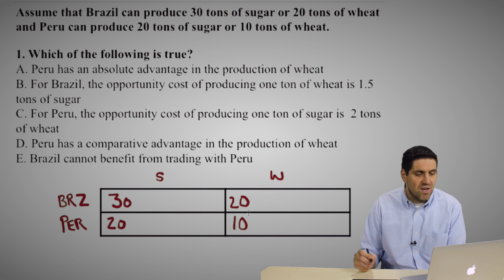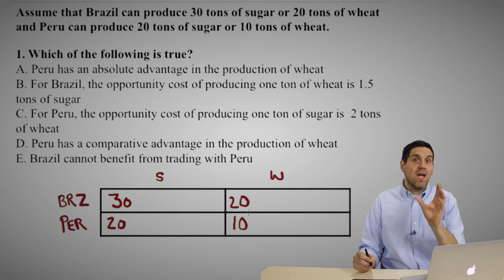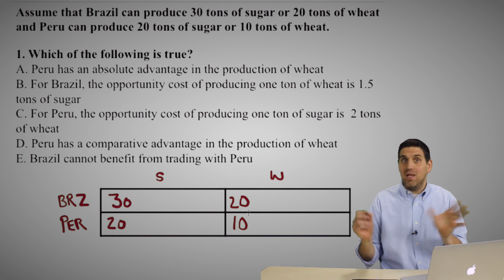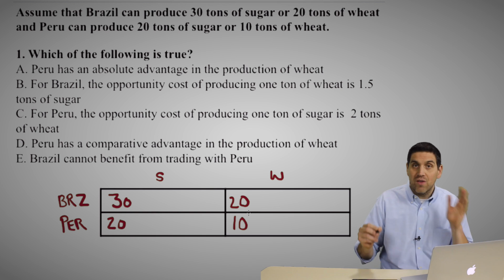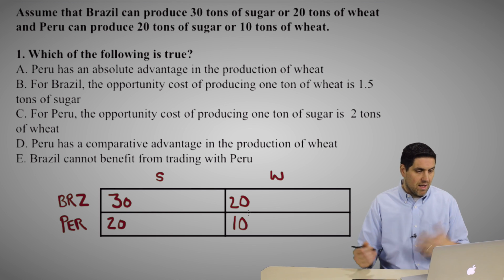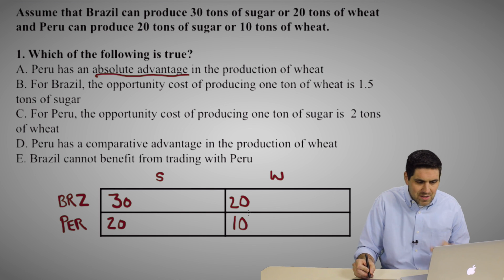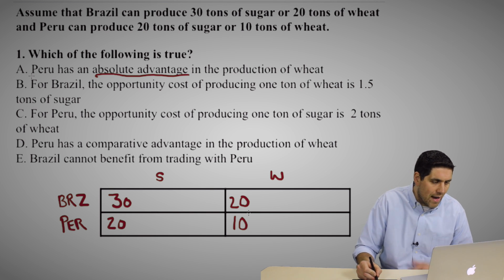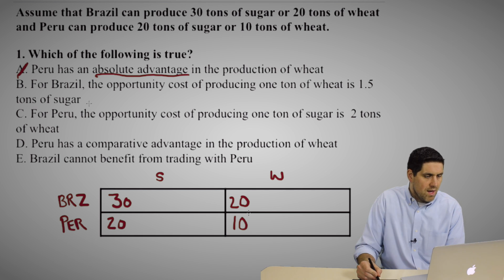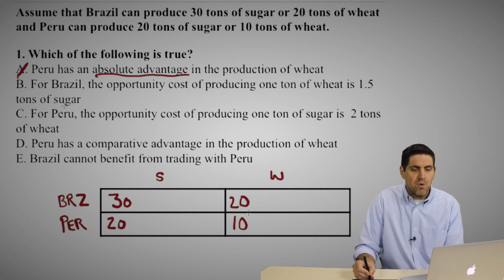Peru has an absolute advantage in the production of wheat. Now, watch out, absolute and comparative advantage are completely different concepts, so be careful. This one's looking for absolute. Who's better at producing, in this case, wheat? Well, Peru, if they produce wheat, they're going to produce only 10, right? Compared to Brazil that produces 20. So the answer is no, A is not right. A is incorrect. So for Brazil, the opportunity cost of producing 1 ton of wheat is 1/2 tons of sugar.